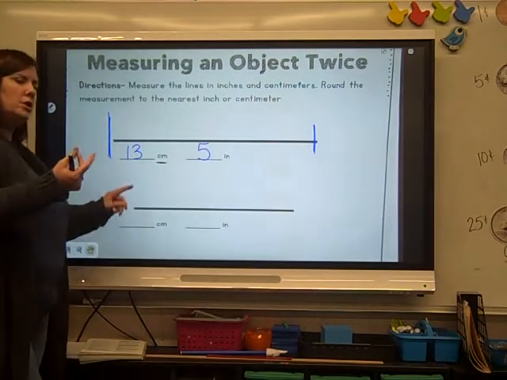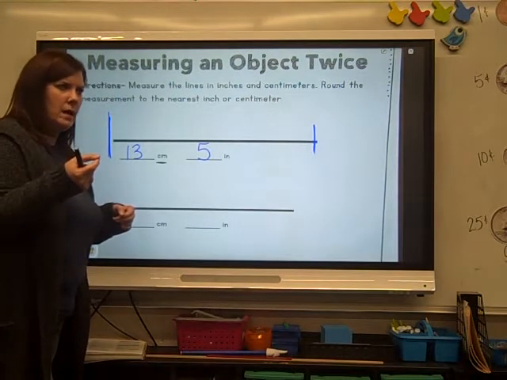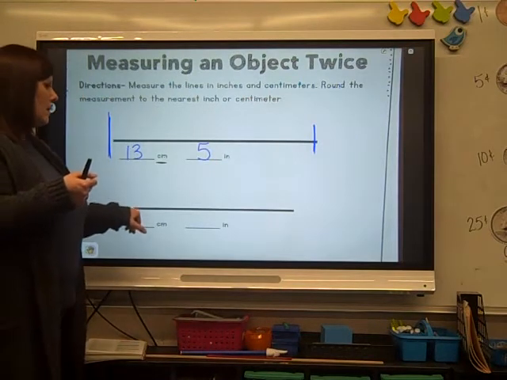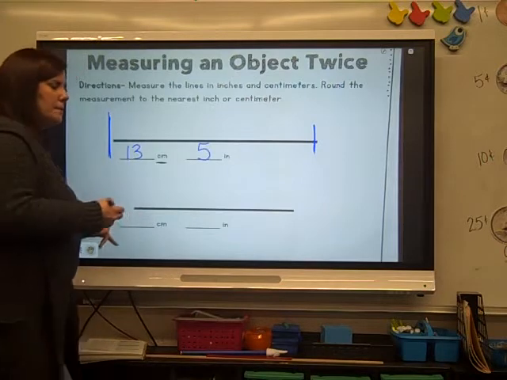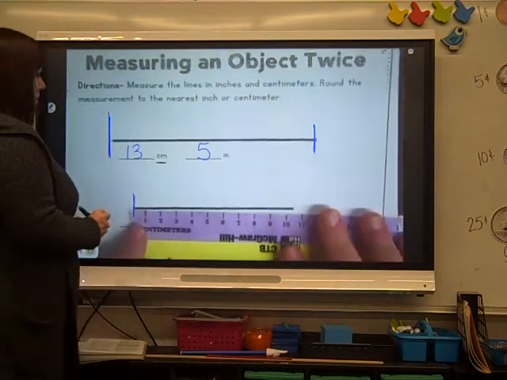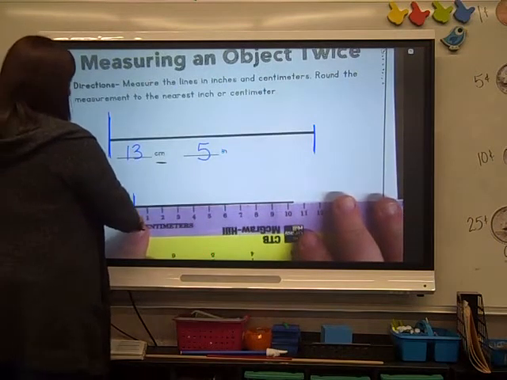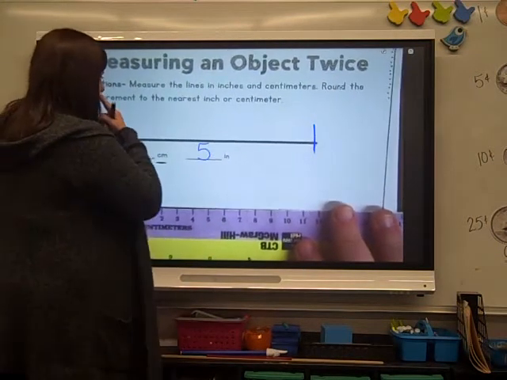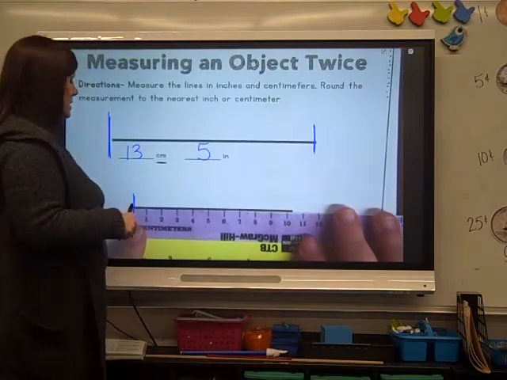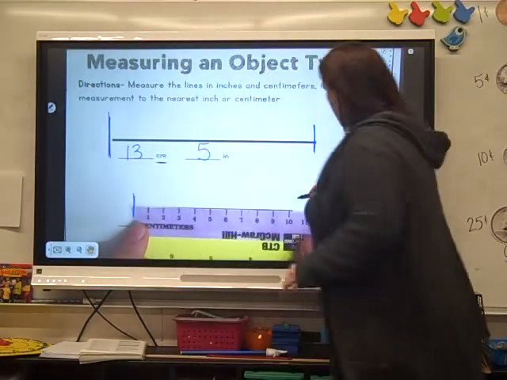All right, let's go down to this line. Watch, make sure you're on the centimeter side. It's the darker side, okay? So, Miss Wilhoit's going to line that up for me. Make sure you got it all lined up. All right. Now, here's where it starts. Oh, goodness. Now, tricky, tricky. Look, follow it over.